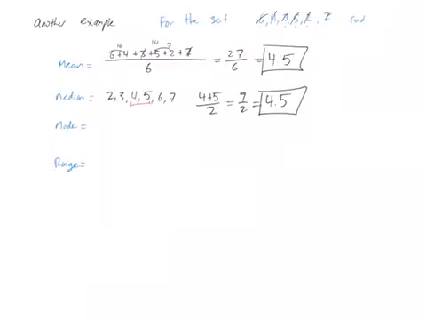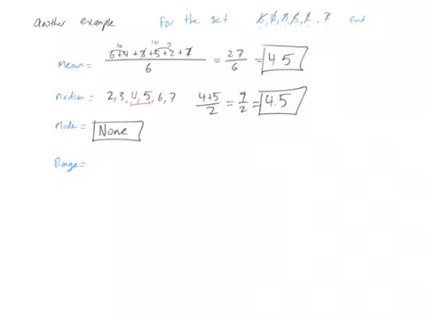To find the mode, I need to see the one that shows up the most often. I'm going to refer to this list here. So 2 shows up just one time. 3 just shows up one time. 4 only shows up one time. 5 shows up one time, 6 shows up one time, and 7 shows up one time. Since none of them show up more than once, my mode is going to be none. There is no mode.